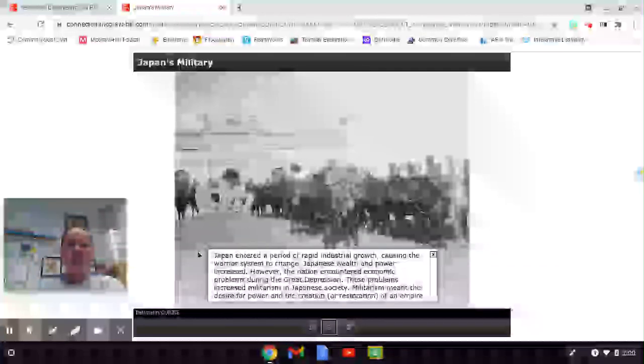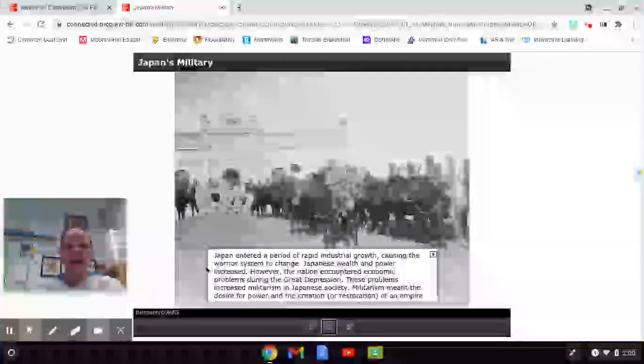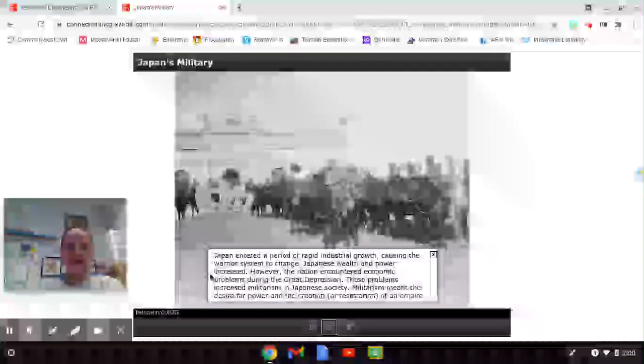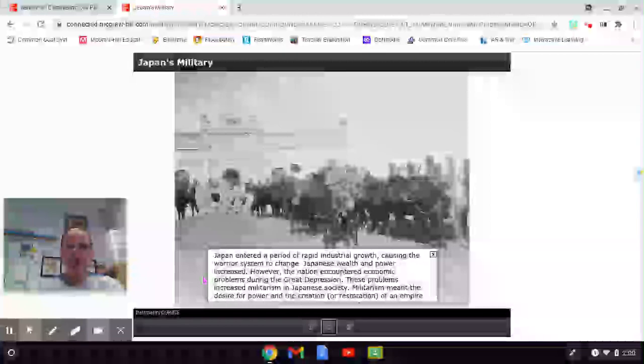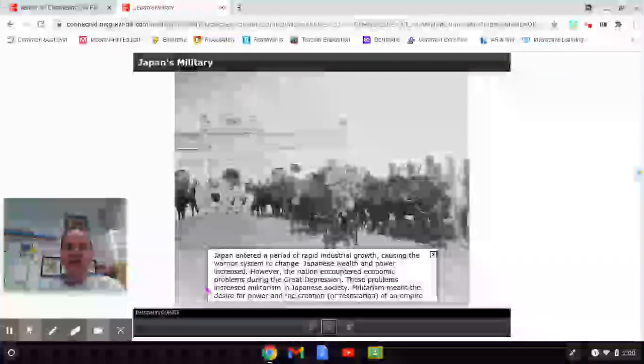Japan entered a period of rapid industrial growth, causing the warrior system to change. Japanese wealth and power increased. However, the nation encountered economic problems during the Great Depression. These problems increased militarism in Japanese society. Militarism meant the desire for power and the creation or restoration of an empire.